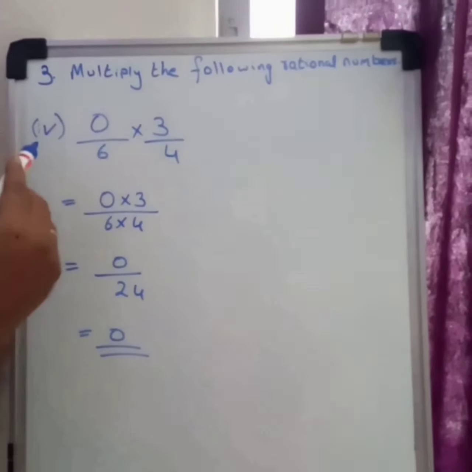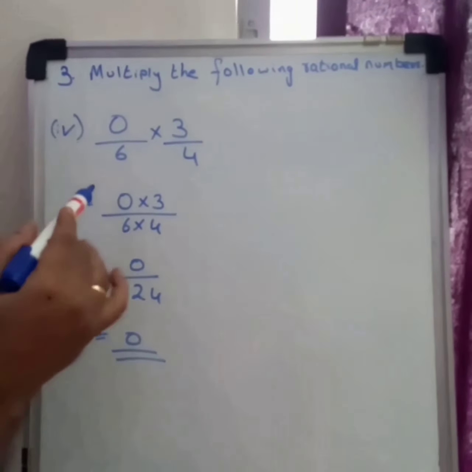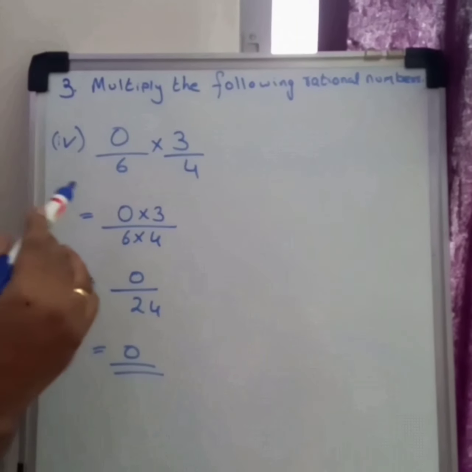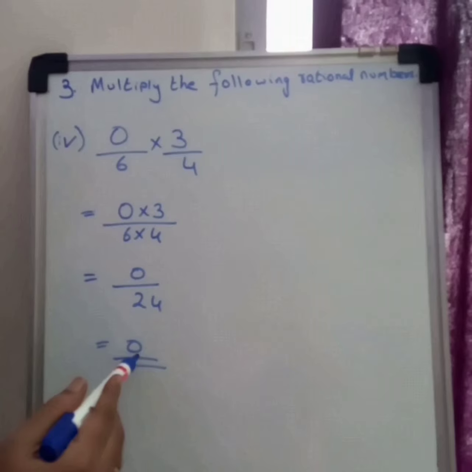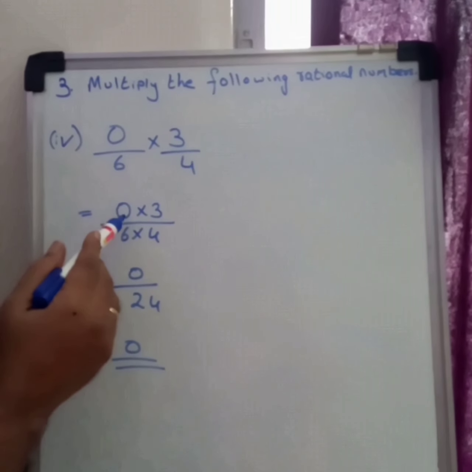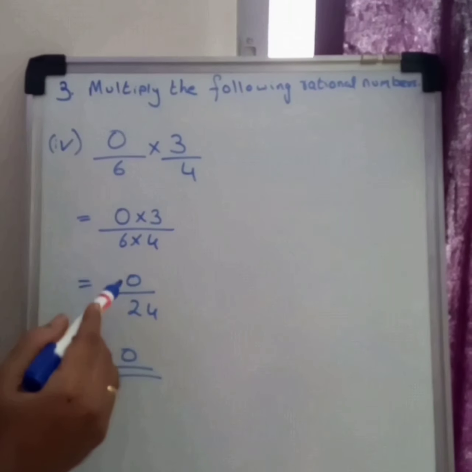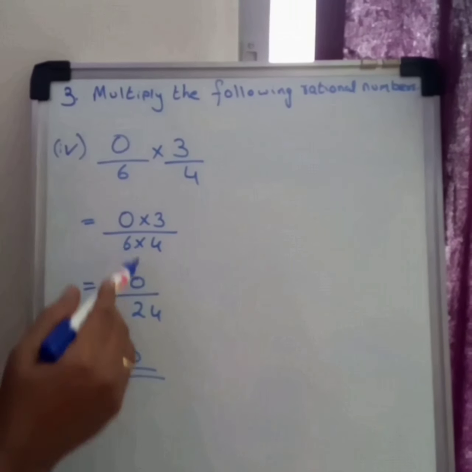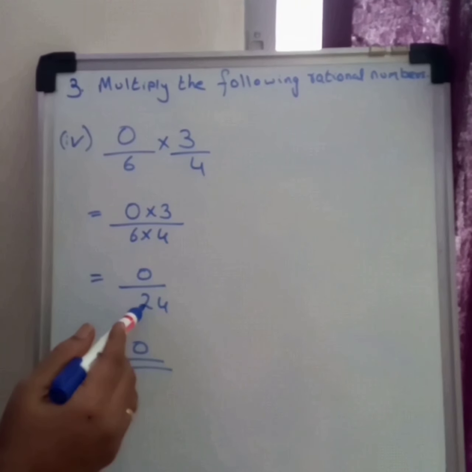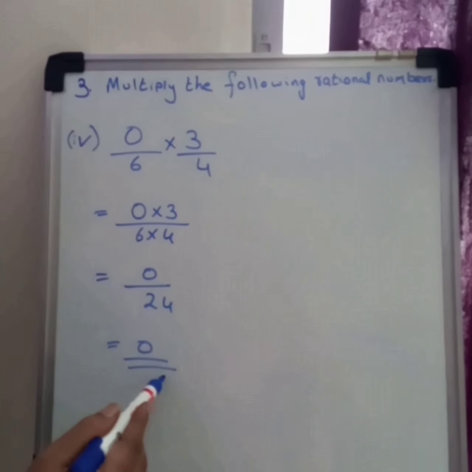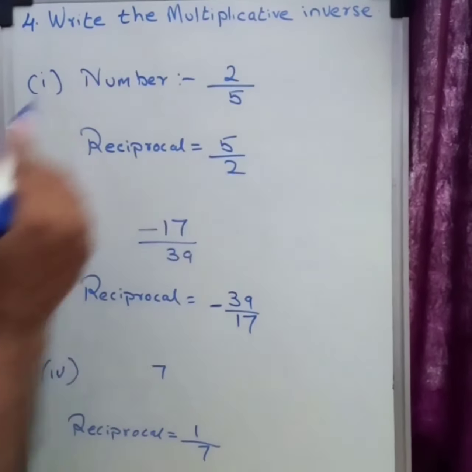Third section, fourth sum is 0 upon 6 into 3 upon 4. One thing: whatever is multiplied by 0, it is 0. And 0 divided by anything is 0. So here 0 into 3 upon 6 into 4. So 0 into 3 is again 0, and 6 into 4, 24. 0 upon 24. 0 divided by 24 is again 0. So the answer is 0.